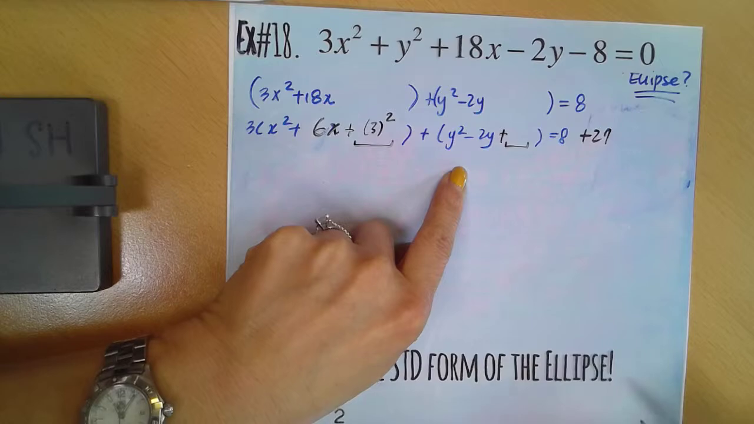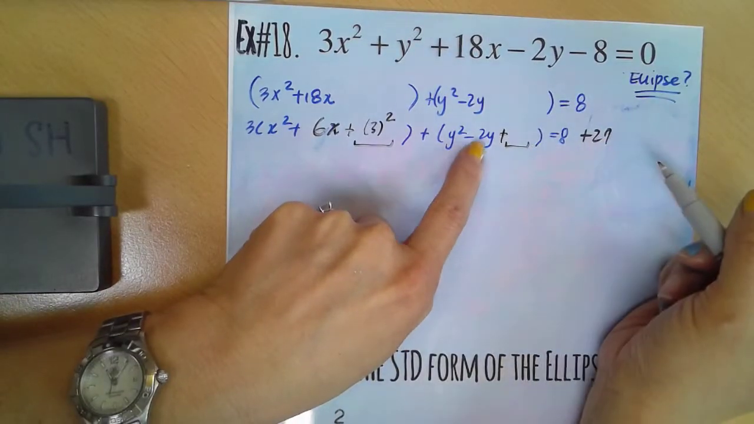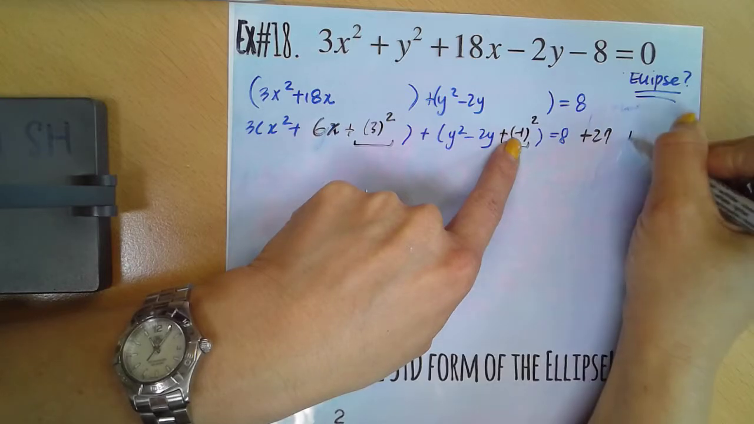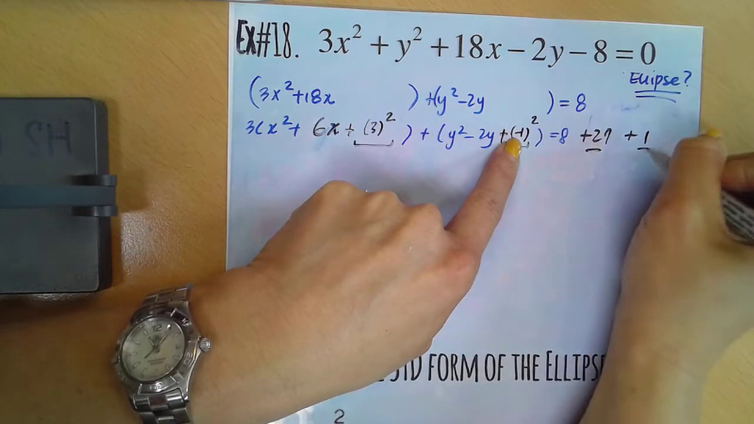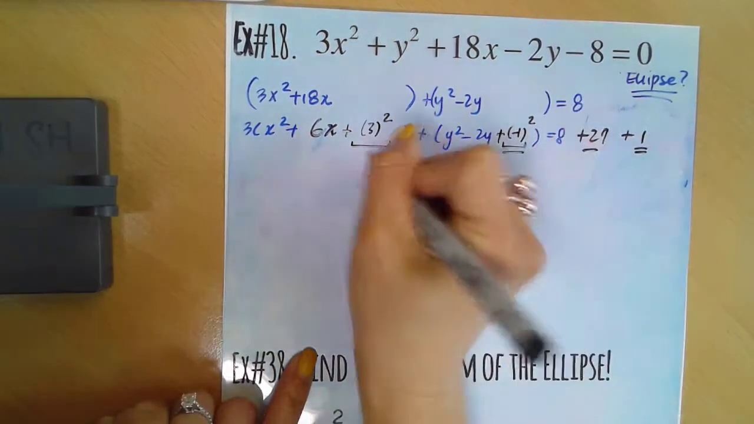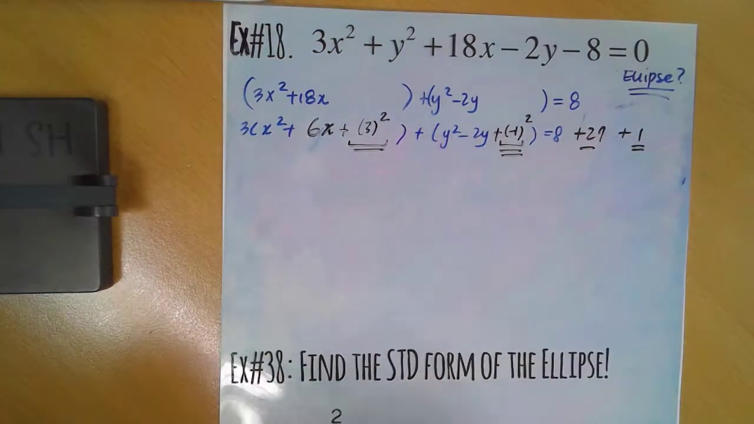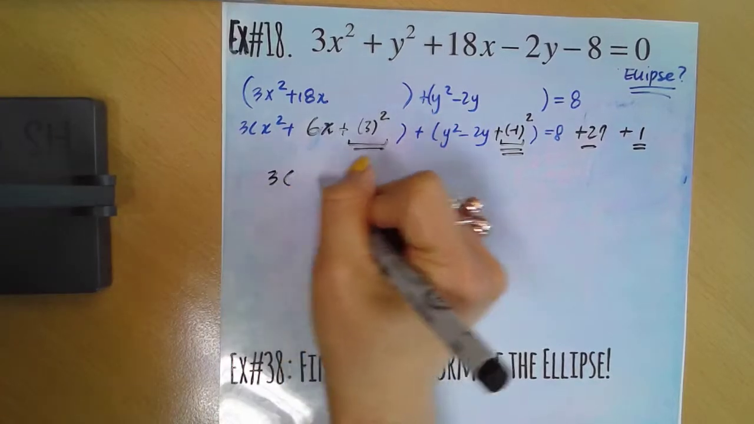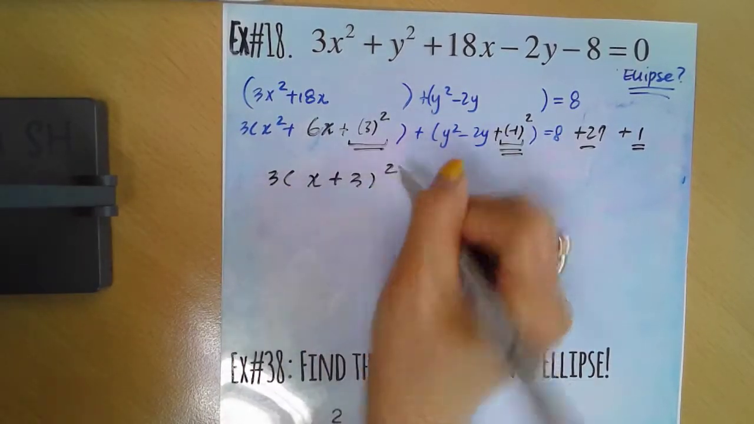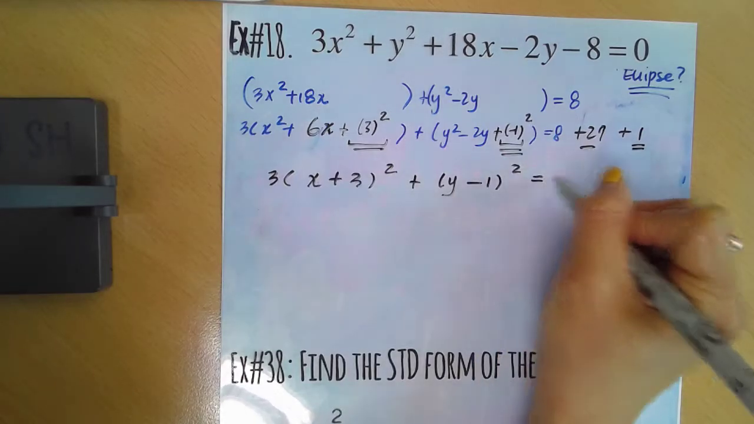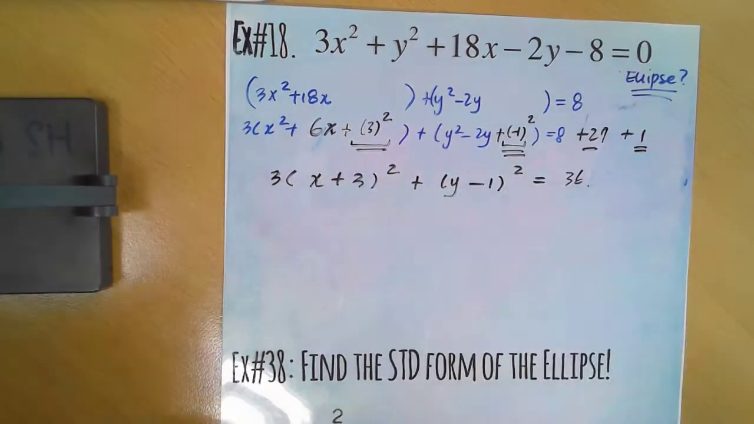How about here? Half of b. Half of negative 2 is negative 1 squared, which is 1. That means I added a foreign value of 1. So 27 comes from this guy, and 1 from this guy. Okay? All right. I have to balance out my equation. So this becomes 3 times (x plus 3) squared plus (y minus 1) squared is equal to 36.